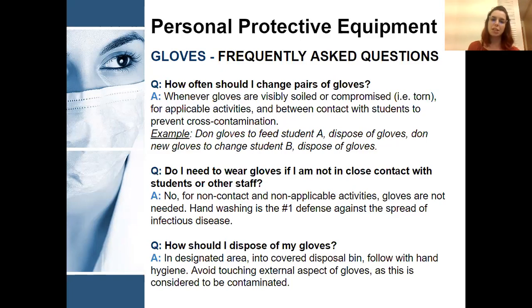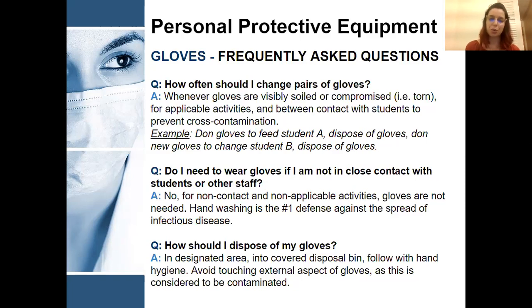Question, do I need to wear gloves if I'm not in close contact with students or staff? No. For non-contact and non-applicable activities, gloves are not needed. Hand washing is the number one defense against the spread of infectious disease. So you're just going to want to wash your hands, whether that's with soap and water, which is preferred, or with hand sanitizer between contact with students or surfaces.